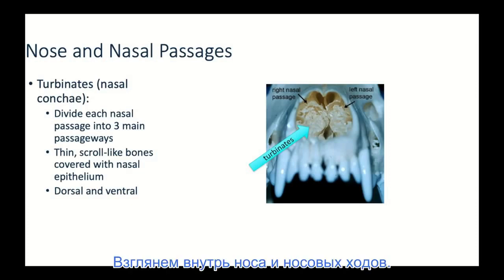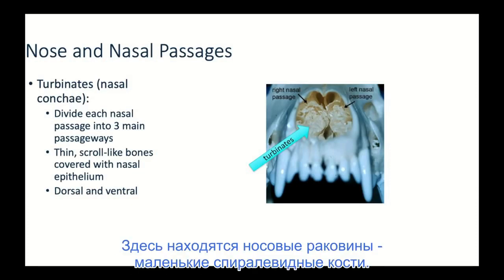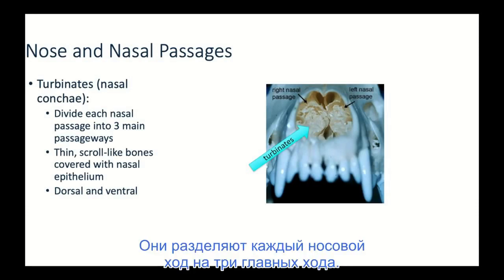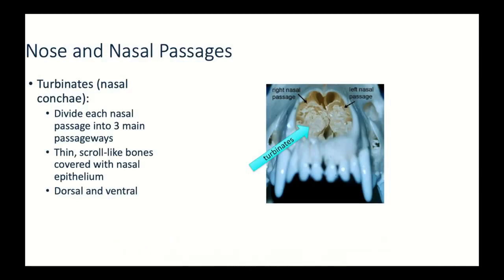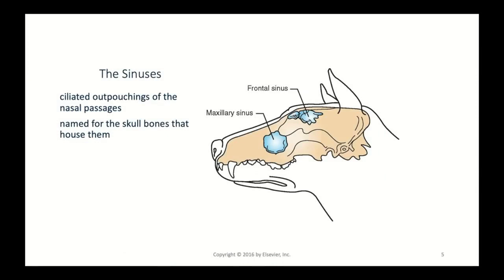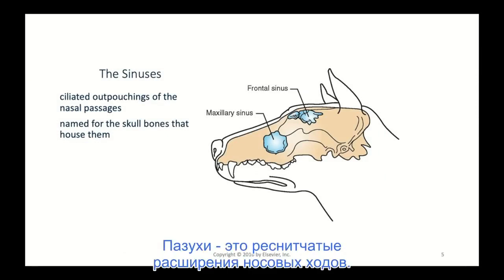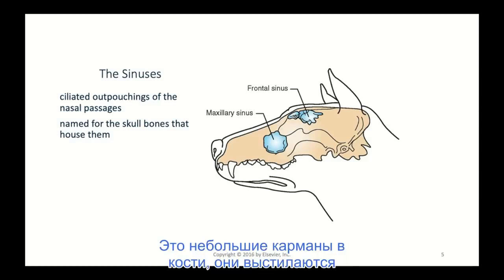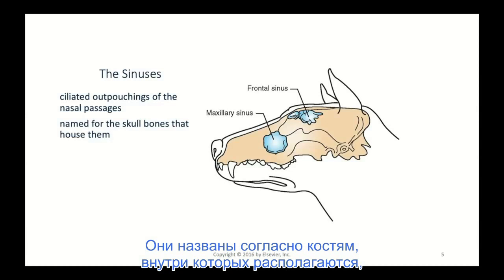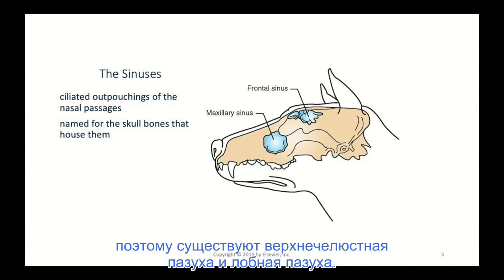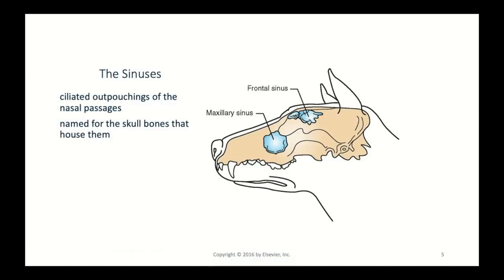Moving on down the way, the nose and the nasal passages, we have the turbinates, which are those little scroll-like bones. They divide each nasal passage into three main passageways, and of course we have a dorsal and a ventral passage. The sinuses are ciliated outpouchings of the nasal passages, so they are these little pockets of bone that are lined with ciliated epithelial cells, and they produce mucus. They're named for the bones that house them, so of course we have the maxillary sinus and the frontal sinus.